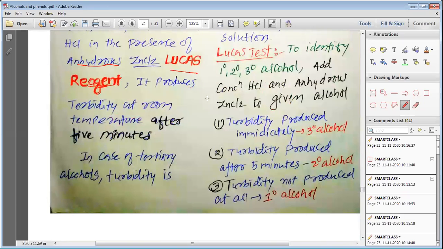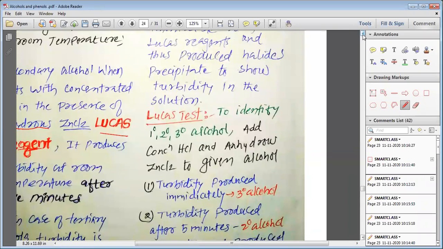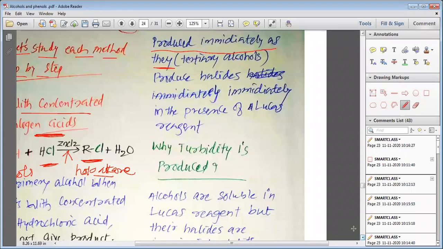Let us see. It produces turbidity at room temperature after 5 minutes with secondary alcohol. If we have a secondary alcohol, Lucas reagent produces turbidity after 5 minutes. In the case of a tertiary alcohol, Lucas reagent produces turbidity immediately.